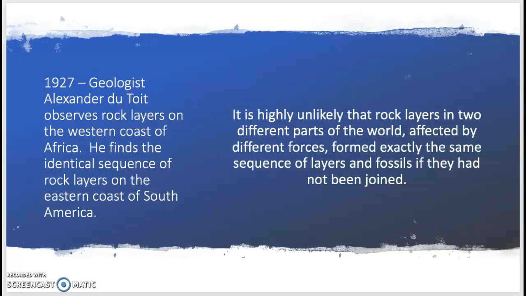In 1927, there was a geologist, Alexandre Du Toit. He was French, and he looked at rock layers on the western coast of Africa, and he found that identical sequence of rock layers in South America. So that kind of goes along with what Wegener saw.